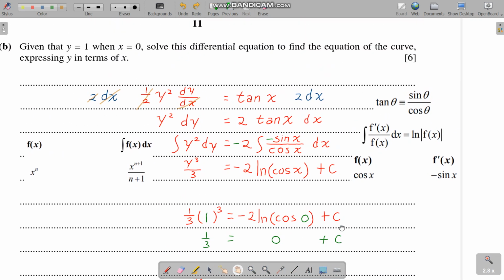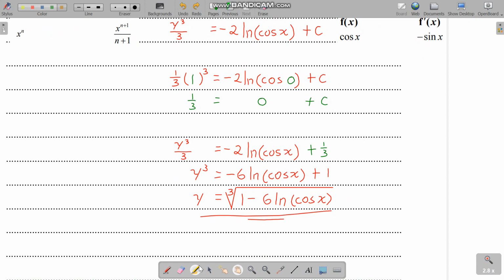Now we just have to express y in terms of x. So we multiply both sides by 3, and then we take the cube root, and we're done.